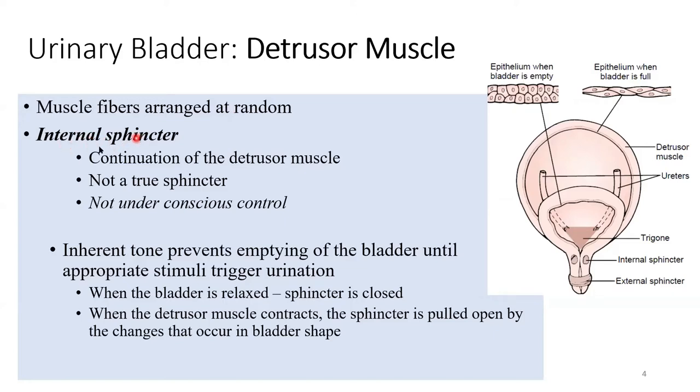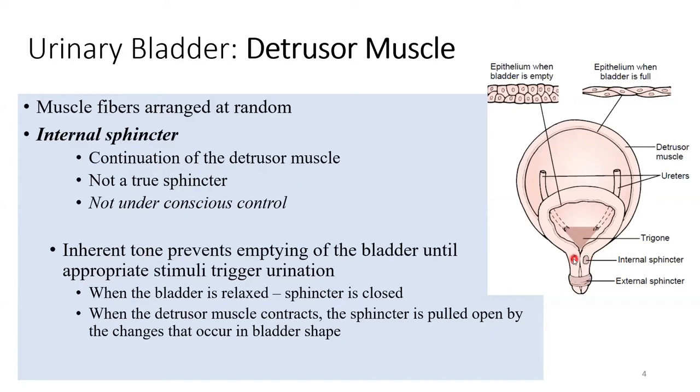Let's now talk about the internal sphincter. We mentioned that it's a continuation of the detrusor. It's not a true sphincter, which basically means that it is just a folding of the inner lining of the bladder, and it's not a specifically separate tissue. It's just the folding of the epithelium. It's not under conscious control. So it's just a thickening. It has a very important function in that the tone that it sets basically prevents urine from coming down into the urethra.